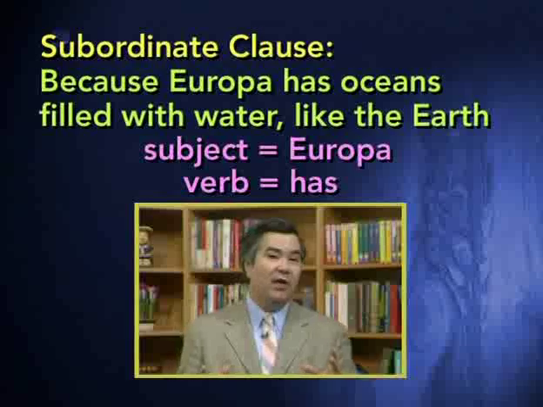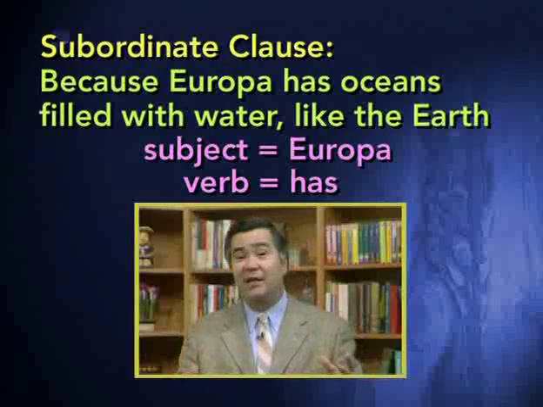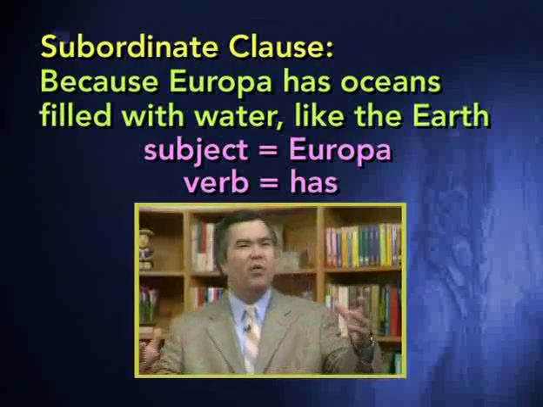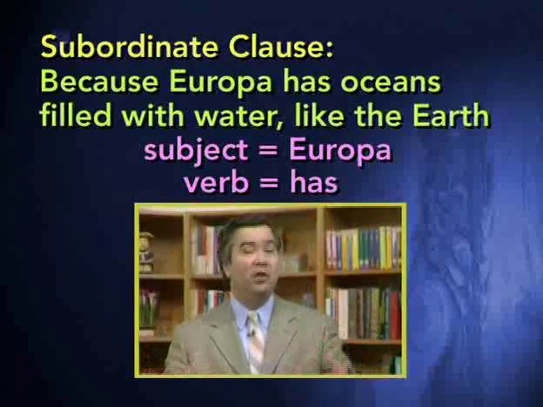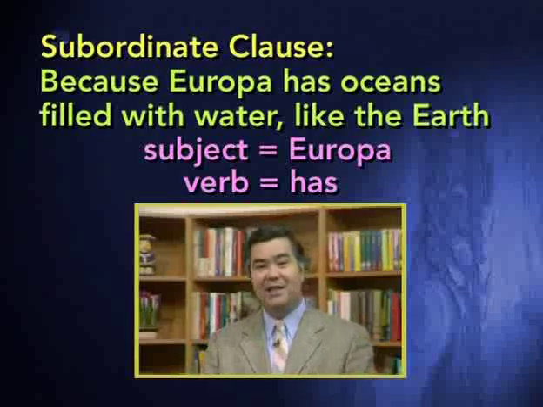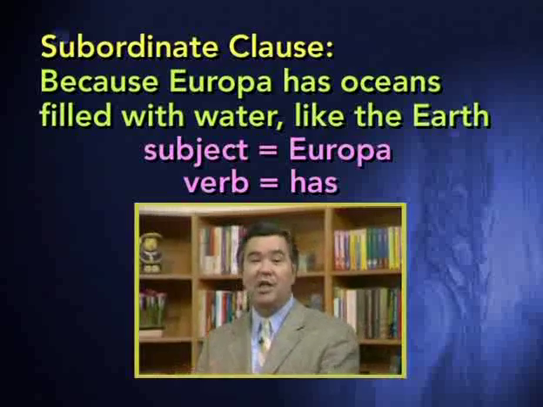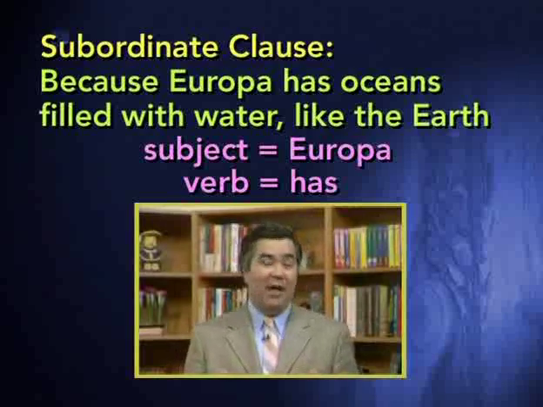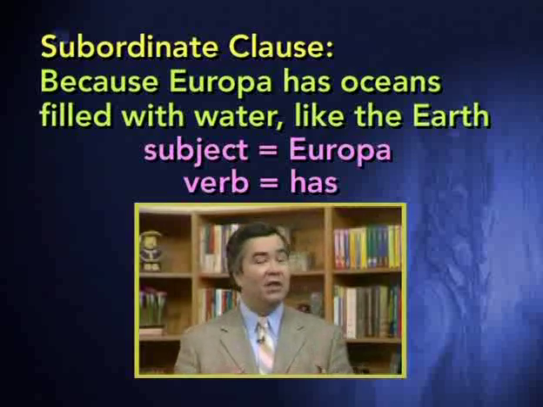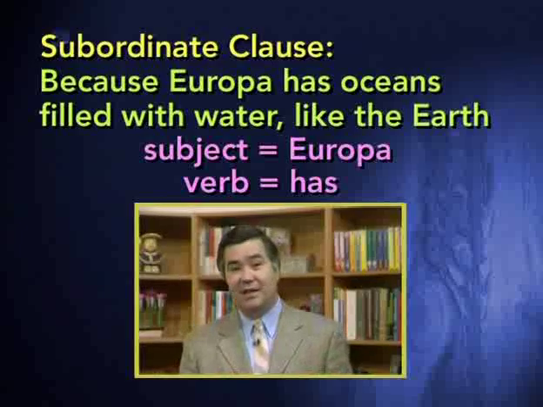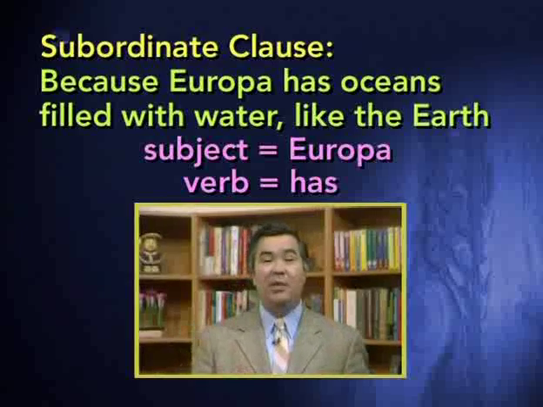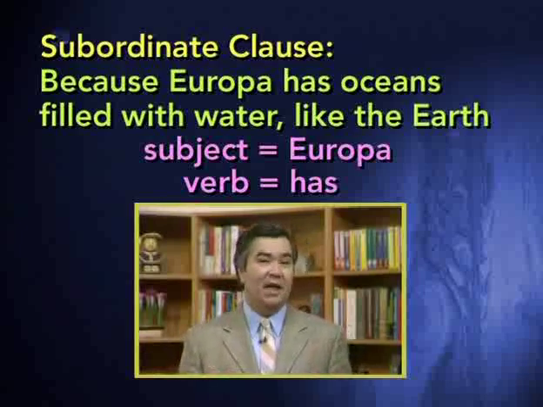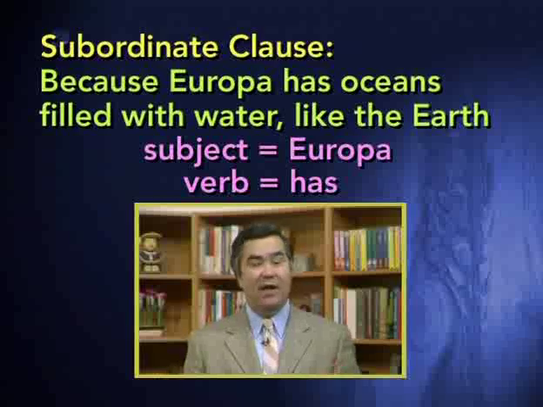This leaves you wondering what the speaker is getting at. Because Europa has oceans filled with water, therefore what? We're waiting for some conclusion. It sounds as though the sentence is leading to some conclusion, but none is presented. And therefore, this isn't a complete sentence. Rather, it's a subordinate clause, one that cannot stand alone as a sentence. And if this were to appear in a piece of writing as if it were a complete sentence, that would be a mistake. This is really a sentence fragment.